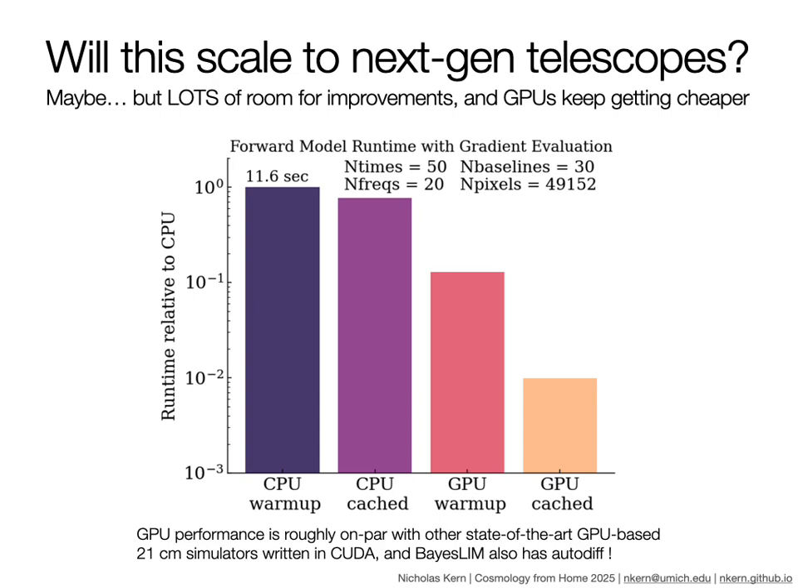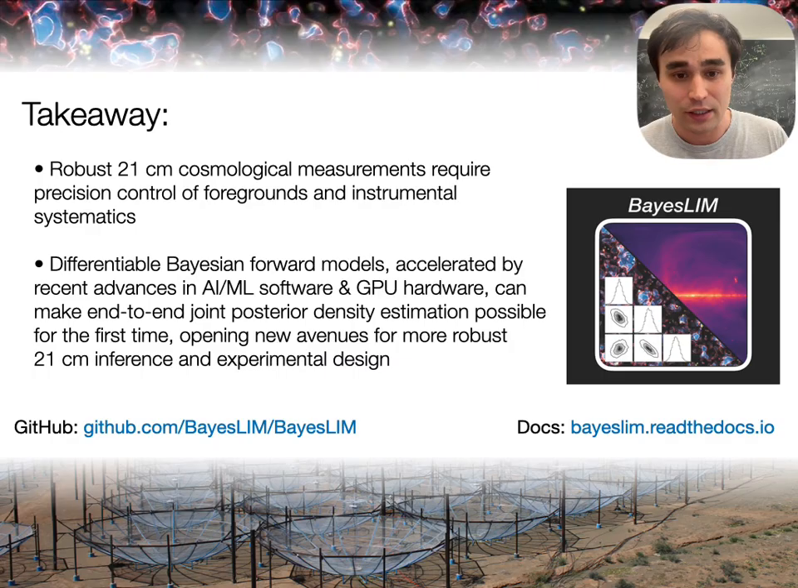The last question is, will this scale to next-gen telescopes? That's a big question, and it's very possible that it will allow us to scale to high dimensionality. Compute gets cheaper, and there's lots of room for improvement here. So I'll leave you with my takeaway, which is that next-gen 21 centimeter cosmology is going to need differentiable end-to-end forward models to really make a truly robust measurement, and I'm eager to see where this takes us going forward. Happy to answer any questions on the chat. Thanks.